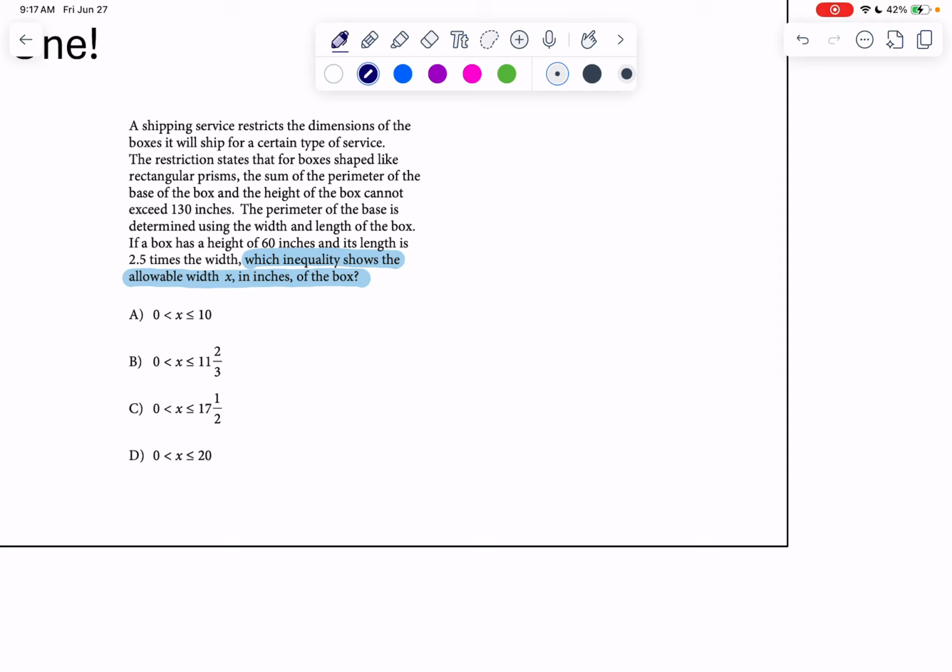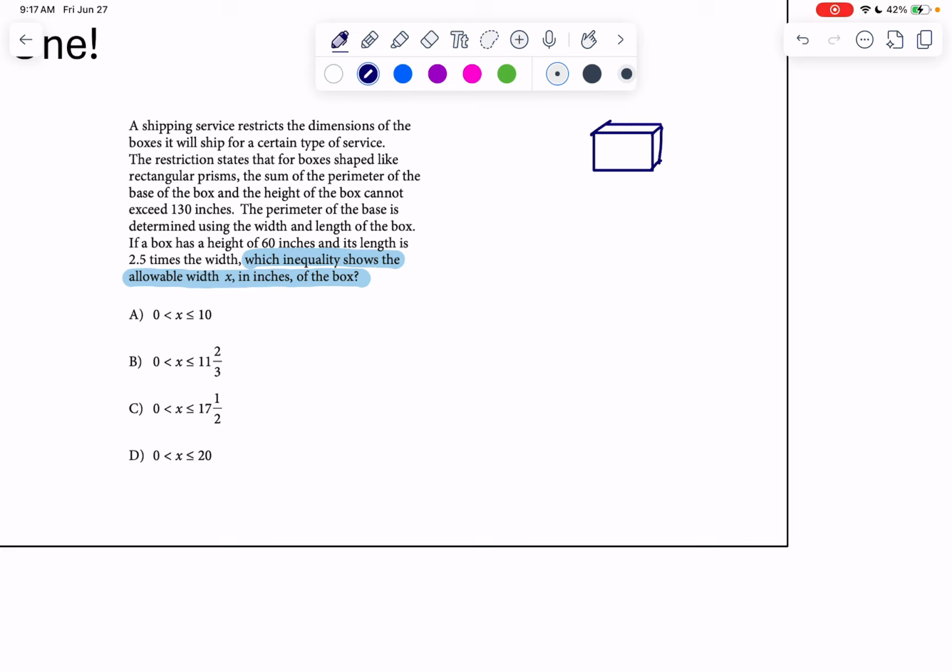So the first sentence says, a shipping service restricts the dimensions of the box it will ship for a certain type of service. It's just fun facts, so we actually don't need to write anything down. You might notice that when they say it restricts the dimensions, we might be looking at an inequality. The answer choices show us that too. It says the restriction states that for boxes shaped like a rectangular prism, which just means a box, right? Kind of looks like that. If I could draw, it would look like that. There we go.